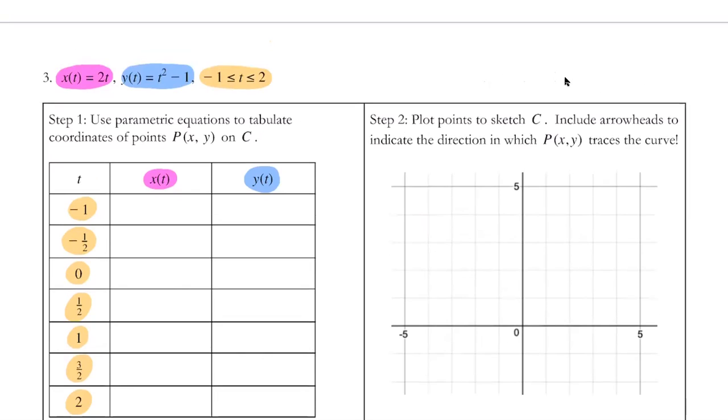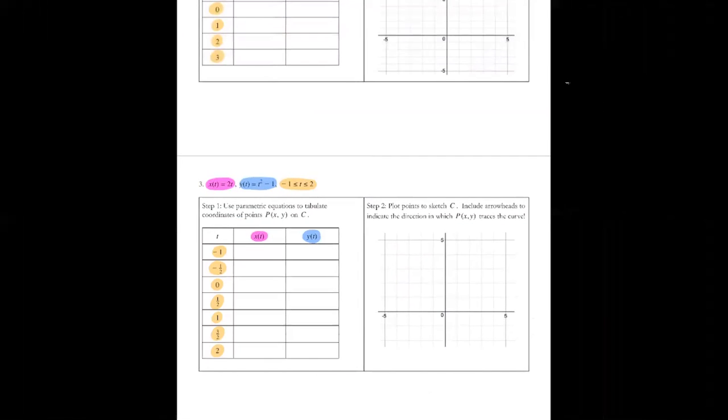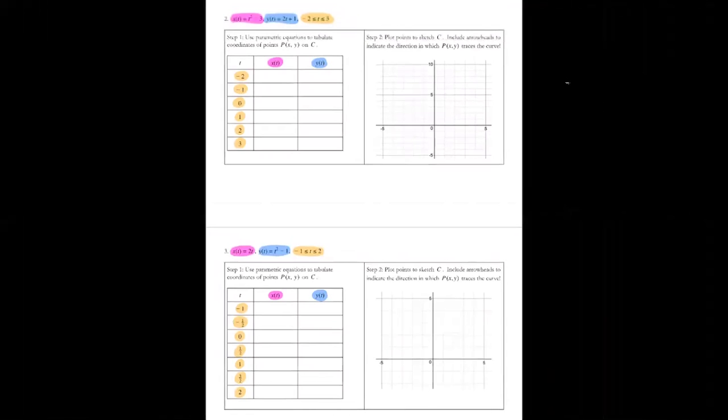And so my question to you, because I think the process itself is not necessarily super hard, but we have in number 2 a parabola and a line, right? We have the t squared minus 3 and then a 2t plus 1. And then in number 3, we have a line and a parabola. Okay, so we have the 2t and then the t squared minus 1.